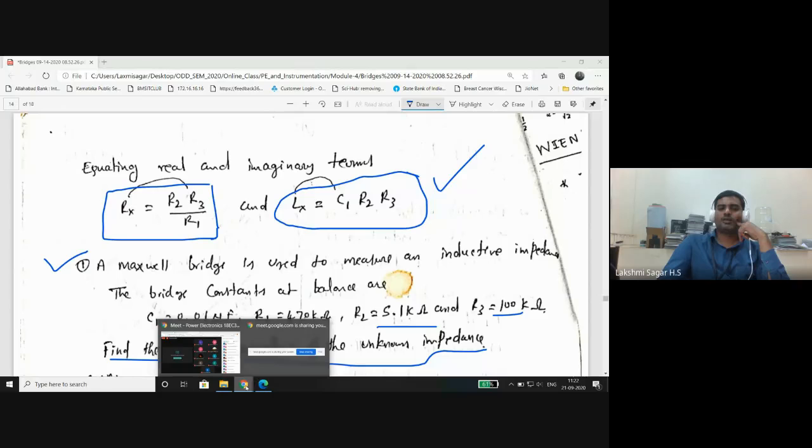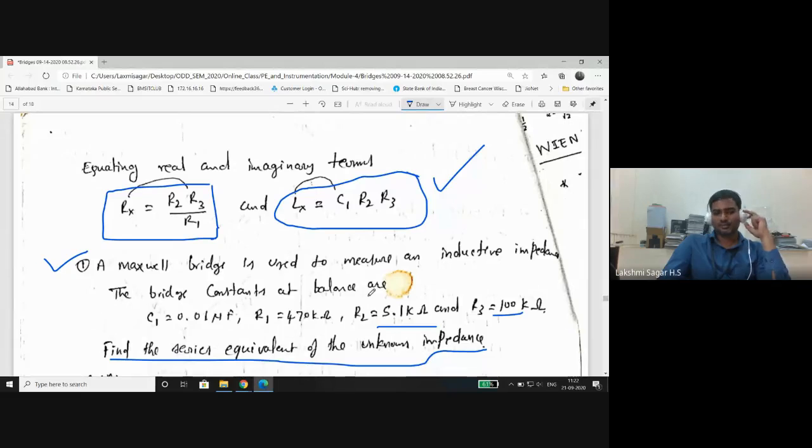See, randomly I will ask anyone, so you have to tell the answer. Find the series equivalent of the unknown impedance. Here, substitute. What Lx did you get?